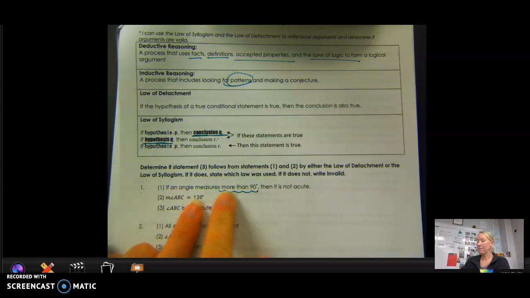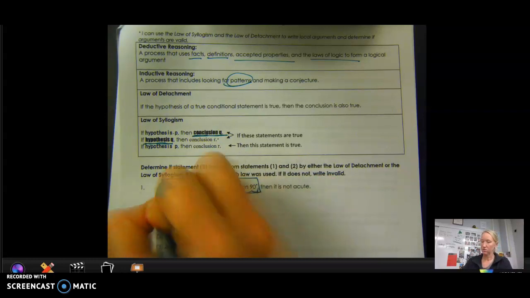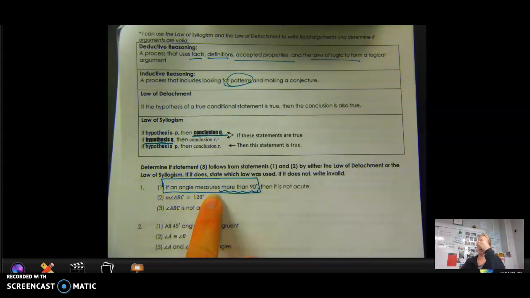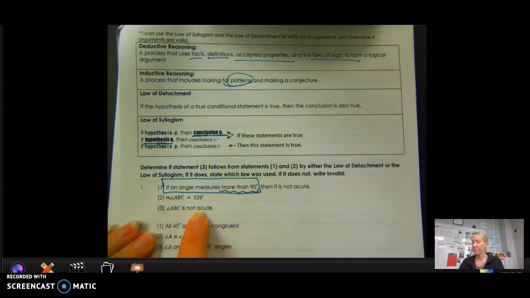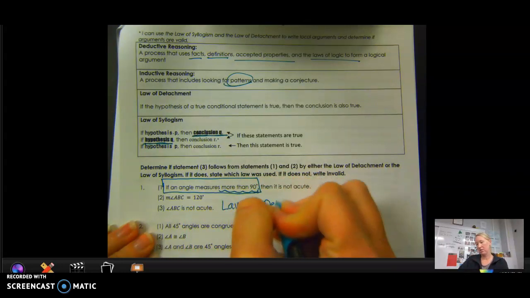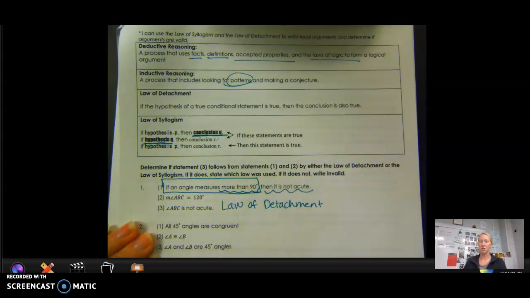So what I'm doing is making the hypothesis, the first part of this, true. That's the law of detachment. If an angle measures more than 90 degrees, then it's not acute. I'm telling you I have an angle of 120 degrees. Well, that's more than 90, so that's true. So we can conclude that ABC is not acute by the law of detachment. The then part becomes true. They said it's not acute, so that angle is not acute, and that's by the law of detachment.